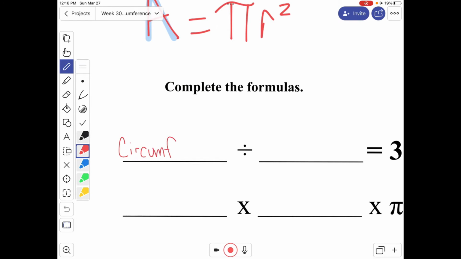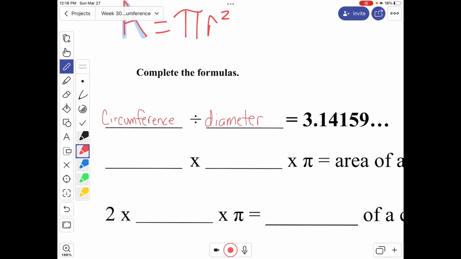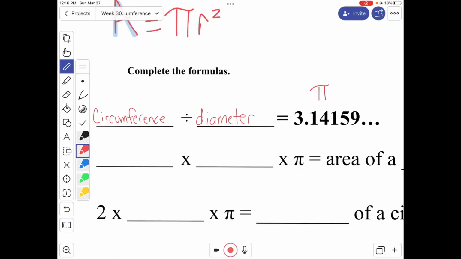Circumference divided by diameter equals 3.14159. Remember how pi goes on forever? Those are the first 5 digits of pi.